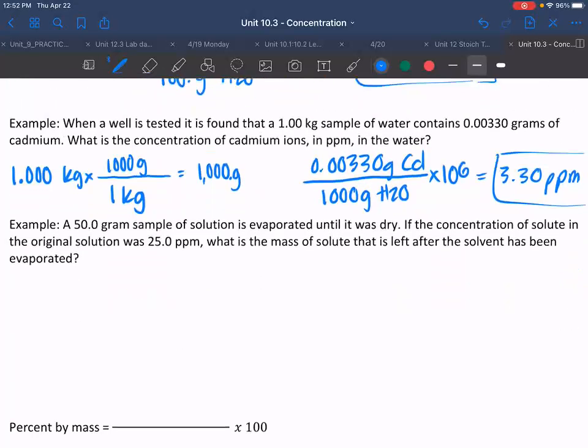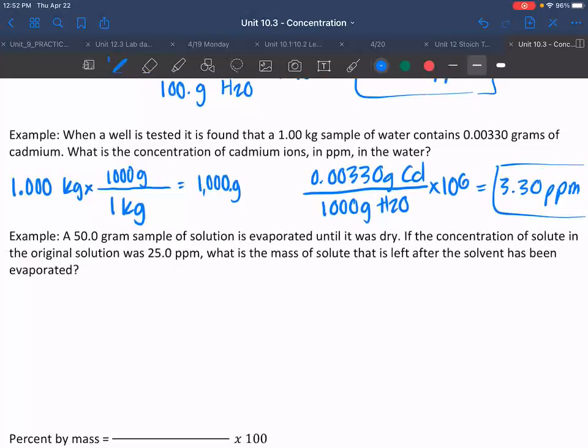All right, so if we have a 50-gram sample of solution that's evaporated until it was dry, and the concentration of solute was 25 ppm, what was the mass that should be left over? So this is where we just have to solve for a different part of the equation. So if we think of our parts per million being equal to our grams of solute over grams of solvent times 10 to the 6, what it's asking is, what is the mass of solute left over?